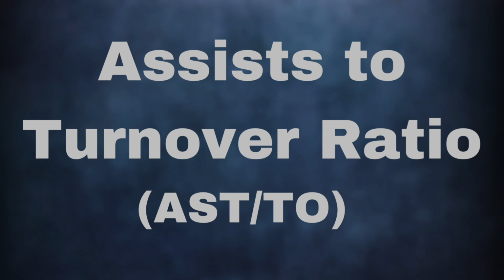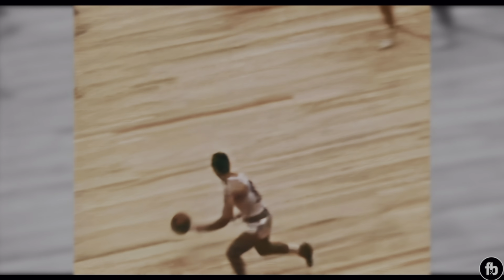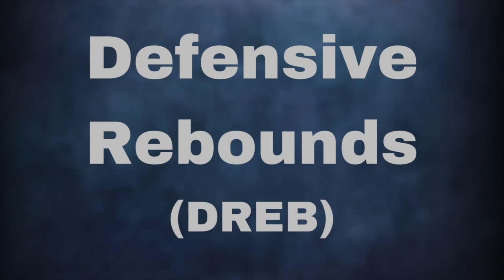And then you have the assist to turnover ratio. This is a great stat when you're looking at a player's assist efficiency. Moving on, we have the Dennis Rodman stat, even though he isn't the all-time leader. Rebounds. Wilt Chamberlain is the all-time leader at catching the ball when people missed, and that's simply because people in the 60s, they couldn't score. And then you have offensive rebounds, which is catching a missed shot when you're on offense. Then you have defensive rebounds, catching a missed shot when you're on defense.